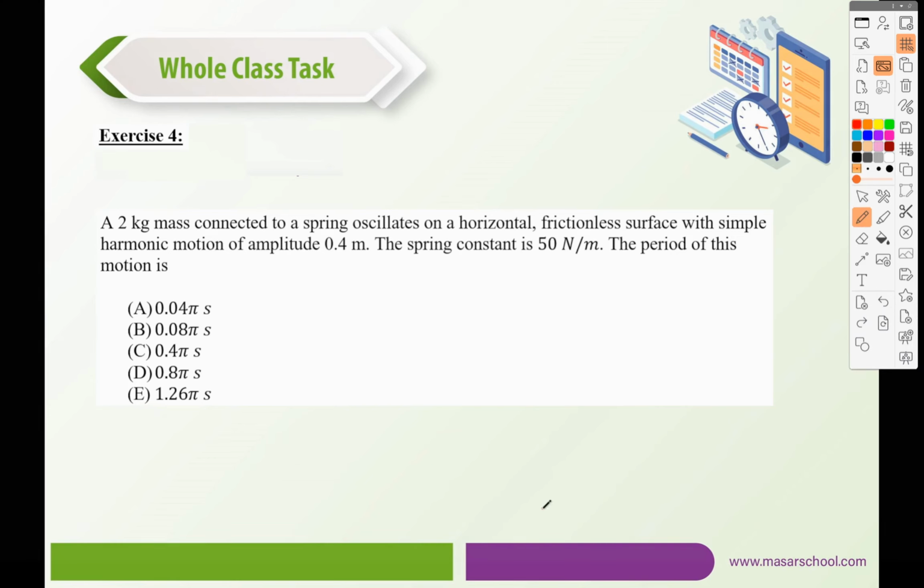A 2 kg mass connected to a spring oscillates on a horizontal frictionless surface with simple harmonic motion. We have the amplitude, we have the spring constant, we need to find the period. Now the period is given by what? By 2 pi square root m over k. So we have the mass, we have the stiffness constant, we can directly determine the period.